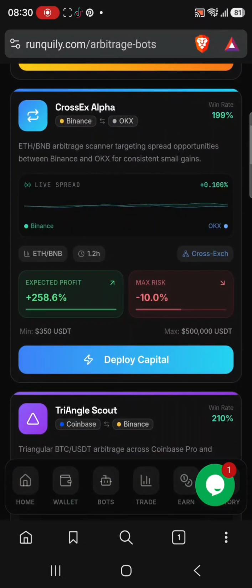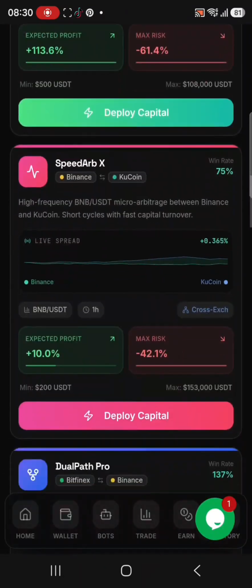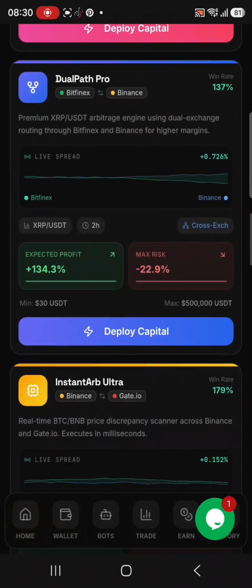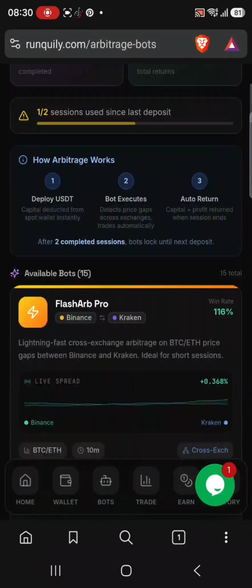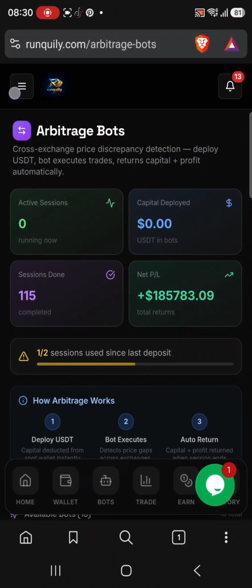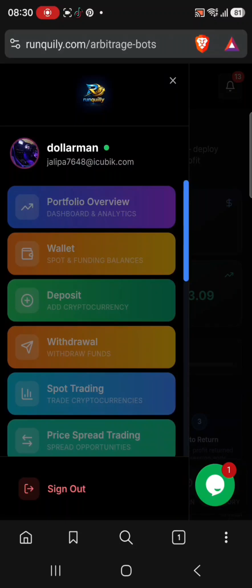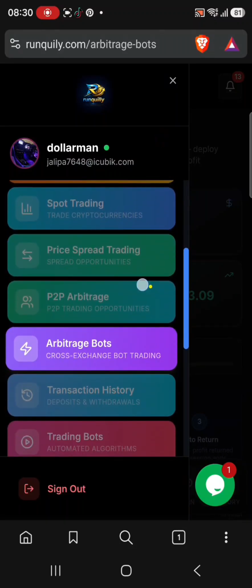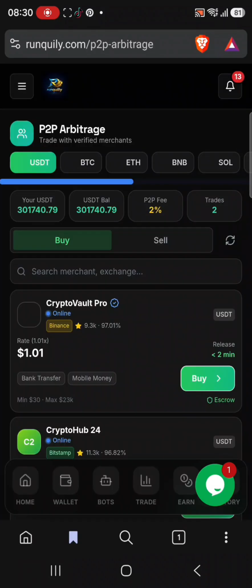So the bots are more profitable than manual trading, as I always tell you. So make sure you get that chance. And also one thing I wanted to say is you can trade crypto arbitrage trading in Runquilly, and you receive your assets direct to your external wallet. So there is no need of withdrawal. You dodge that withdrawal fee.